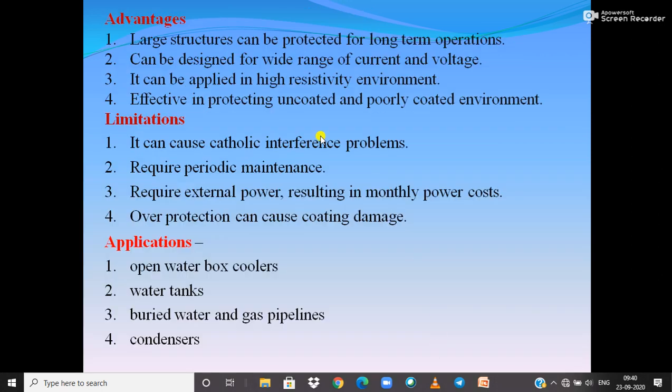Now, what are the advantages? Large structures can be protected for long-term operations, and it can be designed for a very wide range of current and voltage. It is applicable for high resistivity environments, and effective in protecting uncoated and poorly coated structures. Limitations: it can cause cathodic interference problems, periodic maintenance is required, external power is required, and overprotection can cause coating damage also.